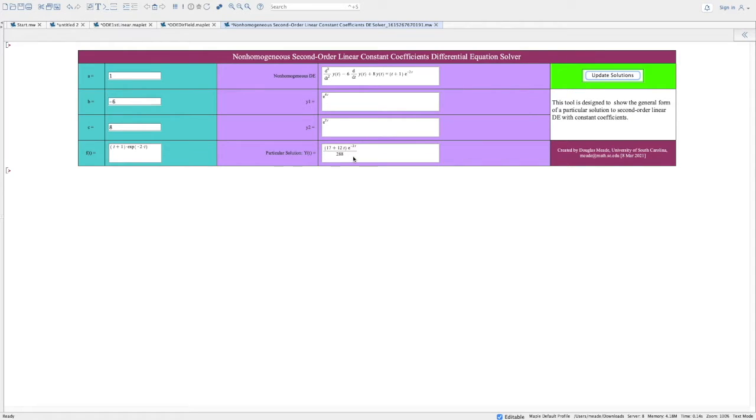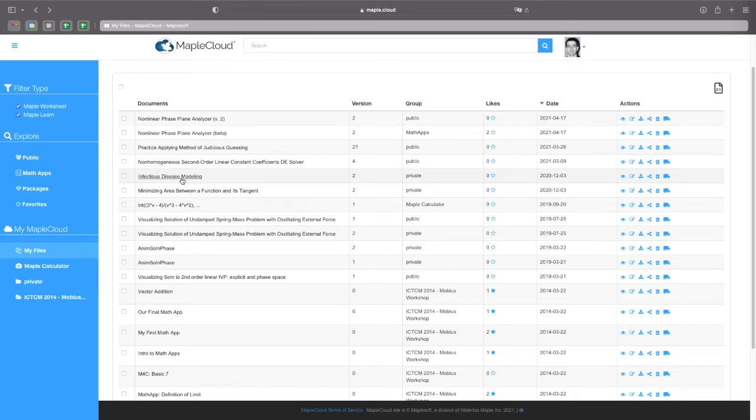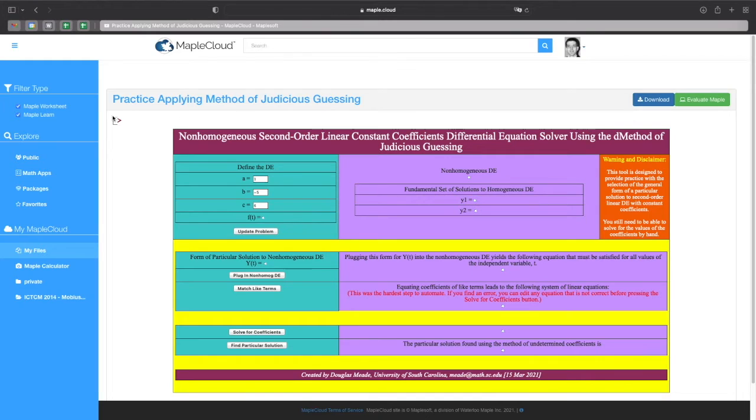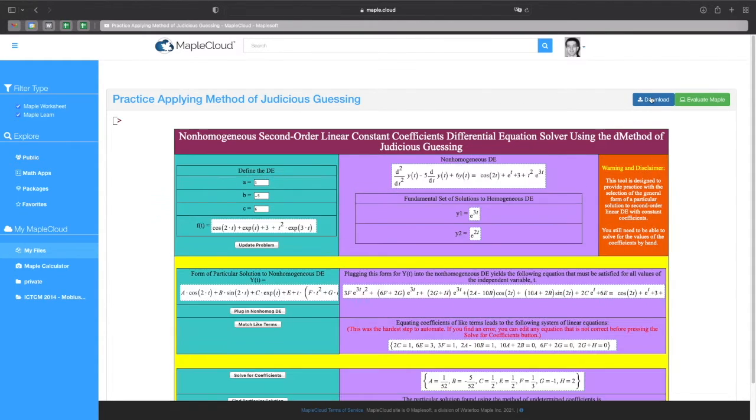And so now I see that when my homogeneous solution does not include e to the minus 2t, my particular solution is just of the same form, the linear function times e to the minus 2t. For the second problem I want to look at, I want something a little more complicated, a little more interactive, a little more specific. And so this is the method, practice applying the method of judicious guessing.